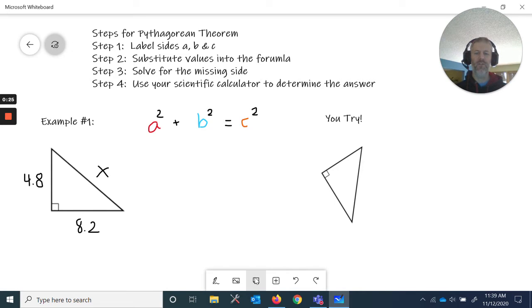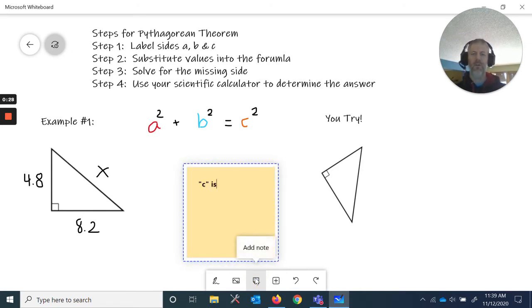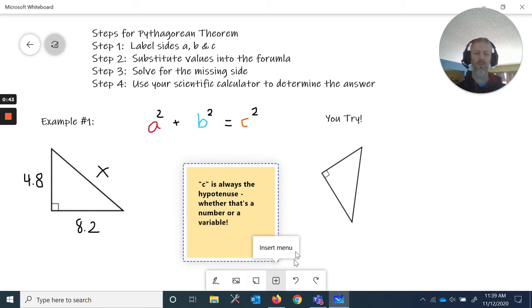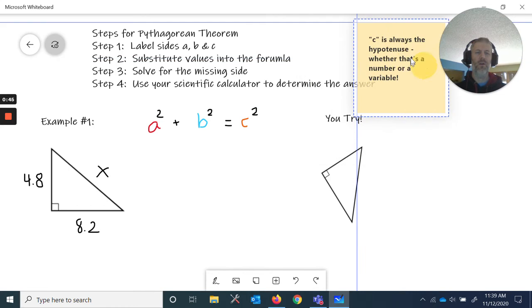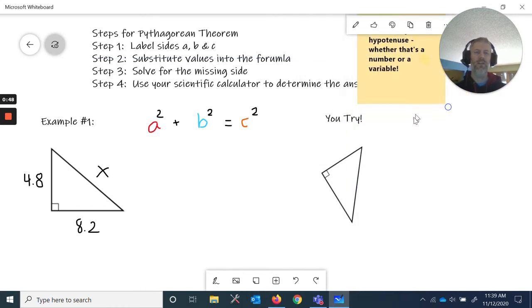I'll leave a little note there. C is always the hypotenuse. That's a number or a variable. Okay, so the important thing to remember there, C is the hypotenuse, whether that's a number or a variable, all right? So in this case, it's a variable. In this first video, we'll talk about solving for a missing hypotenuse. In the next video, we'll talk a little bit about solving for a missing side.